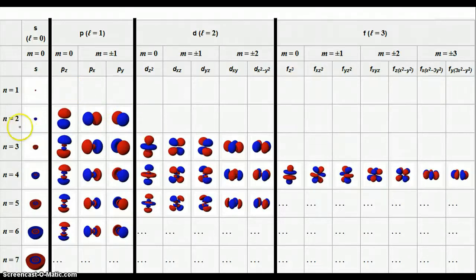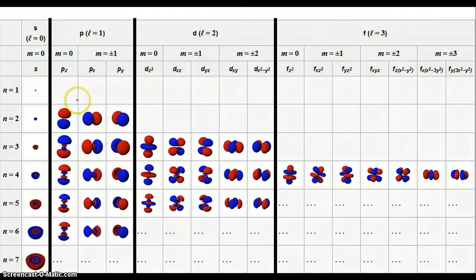Then, if you look at n equals 2, you have the s and the p's. At the third energy level, you have the s, then the p's, and then the d's. At the fourth energy level, you have an s, a p, a d, and an f. Now, that's not the biggest deal here. The main thing I want you to pay attention to is how these are broken down.